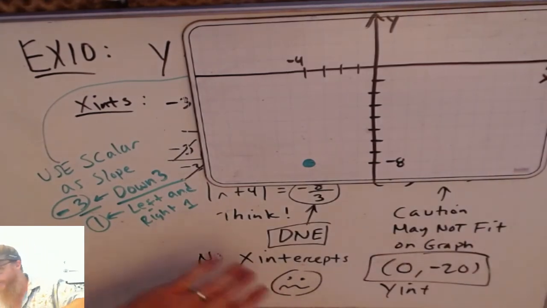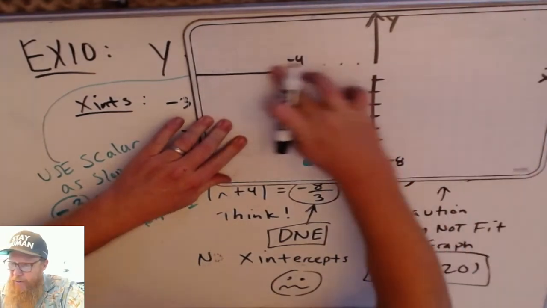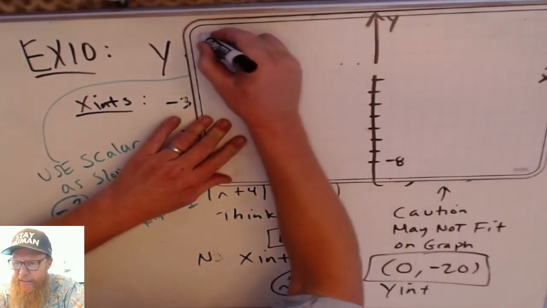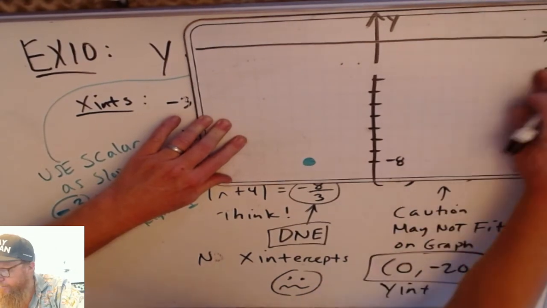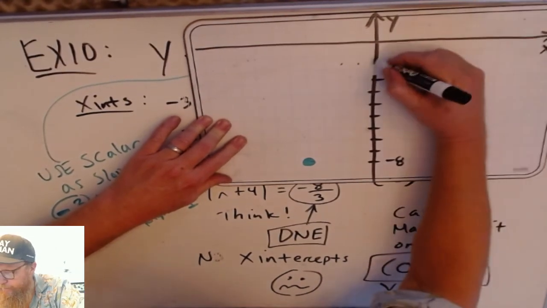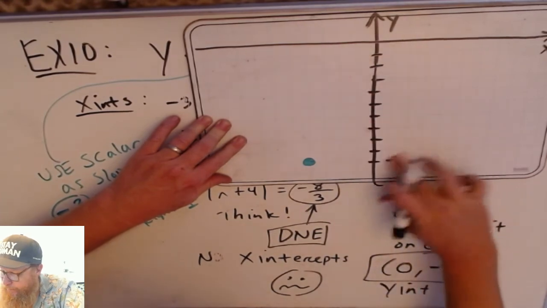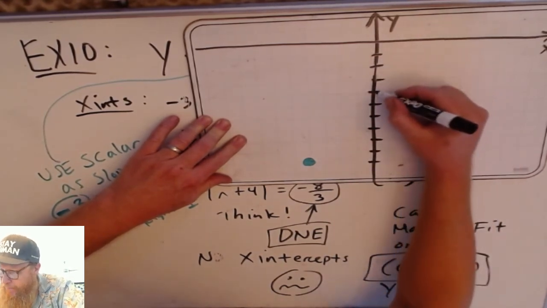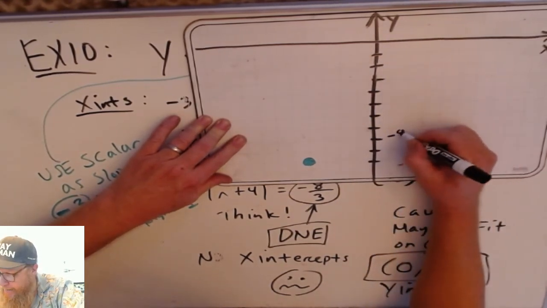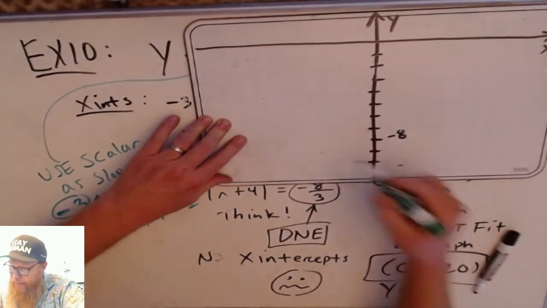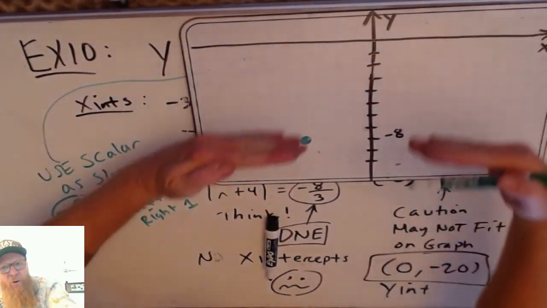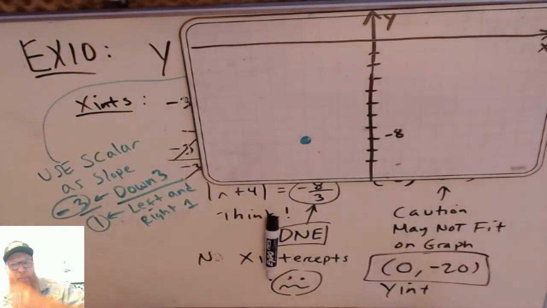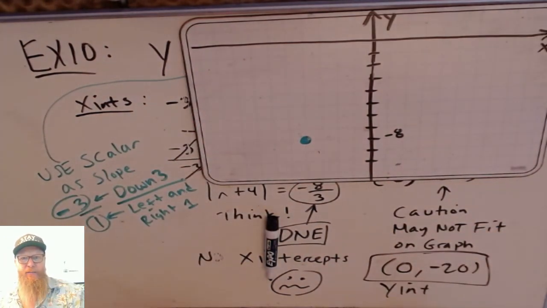Oh, shoot. Sorry about that. I'm going to put my x-axis way up here. 1, 2, 3, 4, 5, 6, 7, 8. The whole graph lives way down here below negative 8.